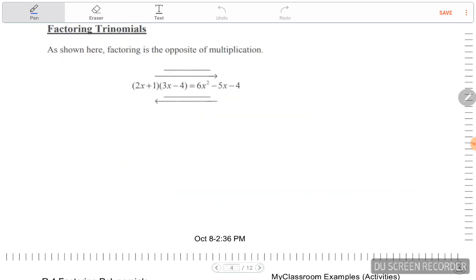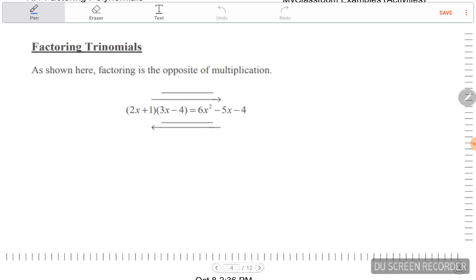So this is just a little reminder that factoring is the opposite of multiplication. So if you're going in this direction, you're multiplying.